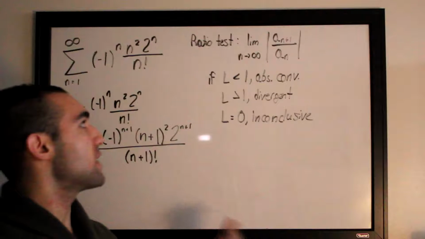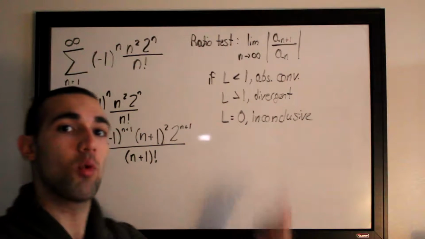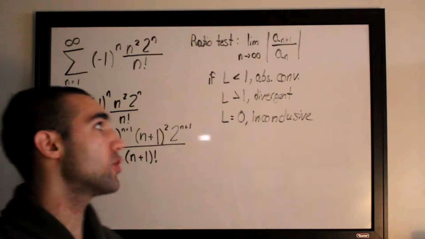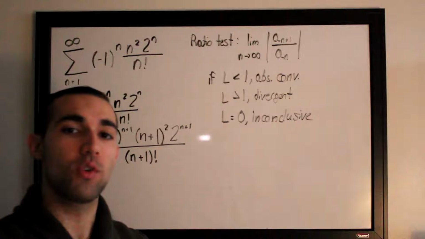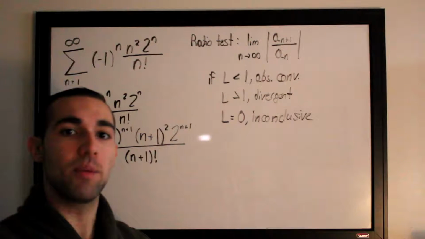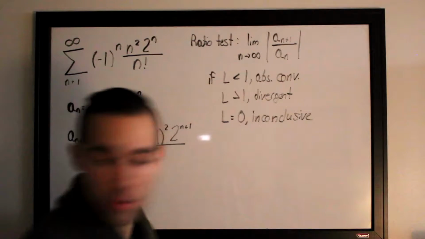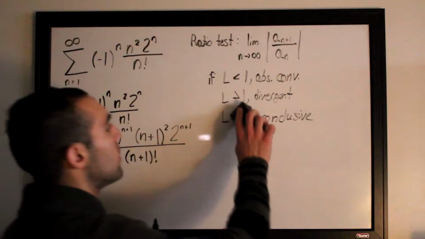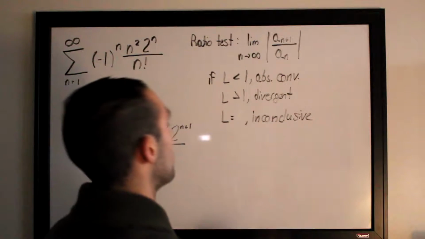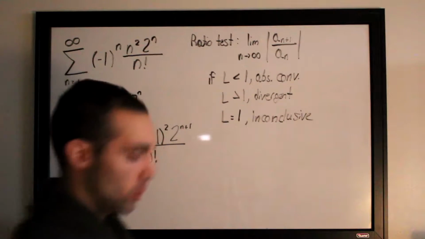And the ratio test says that if this limit comes out to less than 1, then the series is going to be absolutely convergent. If it's greater than 1, the series is going to diverge. Oh, I wrote that down wrong. If the limit is equal to 1, then it's going to be inconclusive.